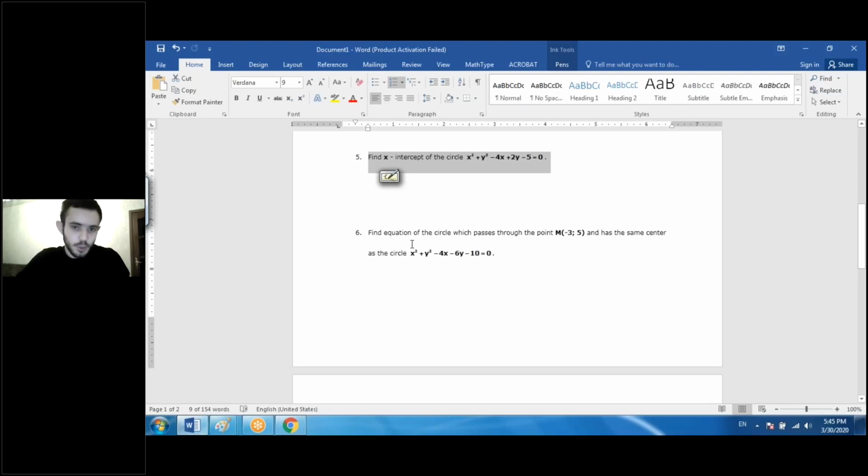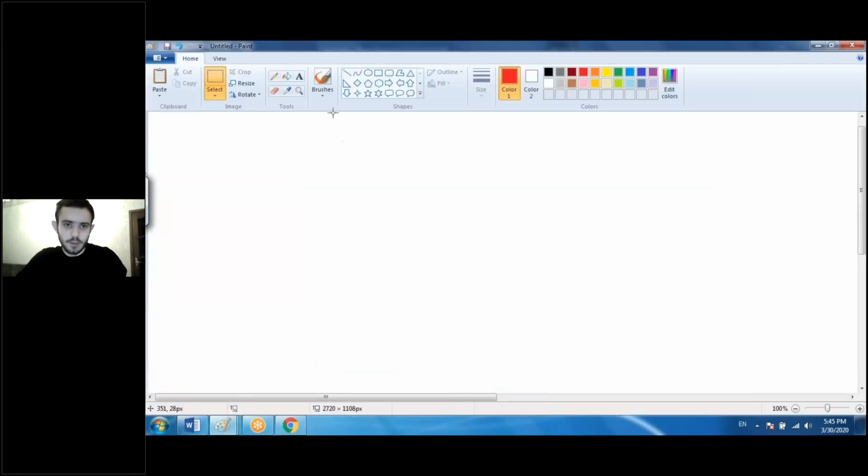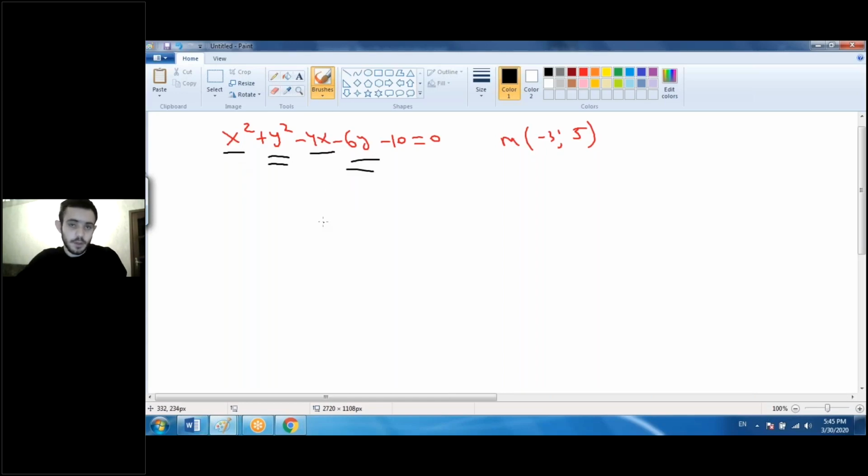Find the equation of the circle which passes through the point M and has the same center as the circle. So let's write it down. We have a circle x squared plus y squared minus 4x minus 6y minus 10 equals 0, and point M (minus 3, 5). So the question is to find the circle equation which has the same center as this. So let's find the center of this circle, grouping x and y's. Using the formulas, completing the square, we'll convert it into a proper form.